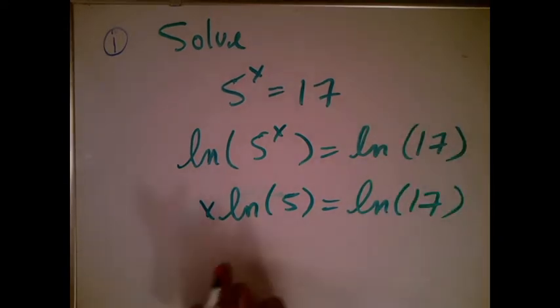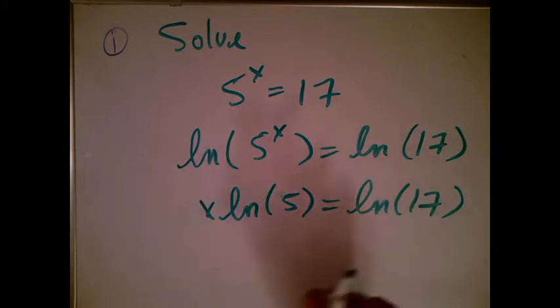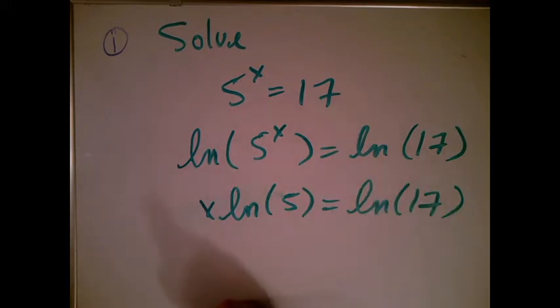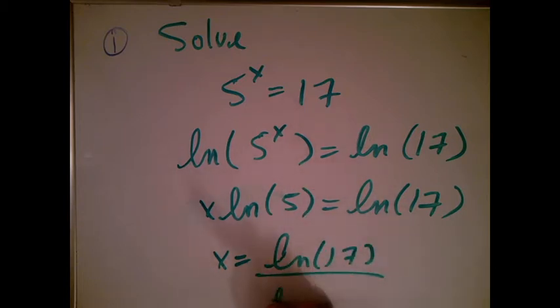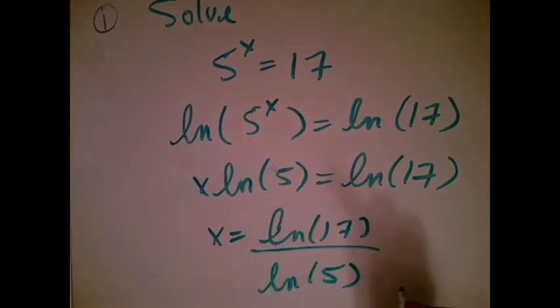Now, the ln of 5 is a number. It's like 1 point something. The ln of 17 is like 3 point something. I don't really care about that. All I see is a number times x equals a number. And I know how to solve those kinds of equations. I just divide by ln of 5. So I get x equals the ln of 17 divided by the ln of 5, like that. And we have solved the equation exactly.